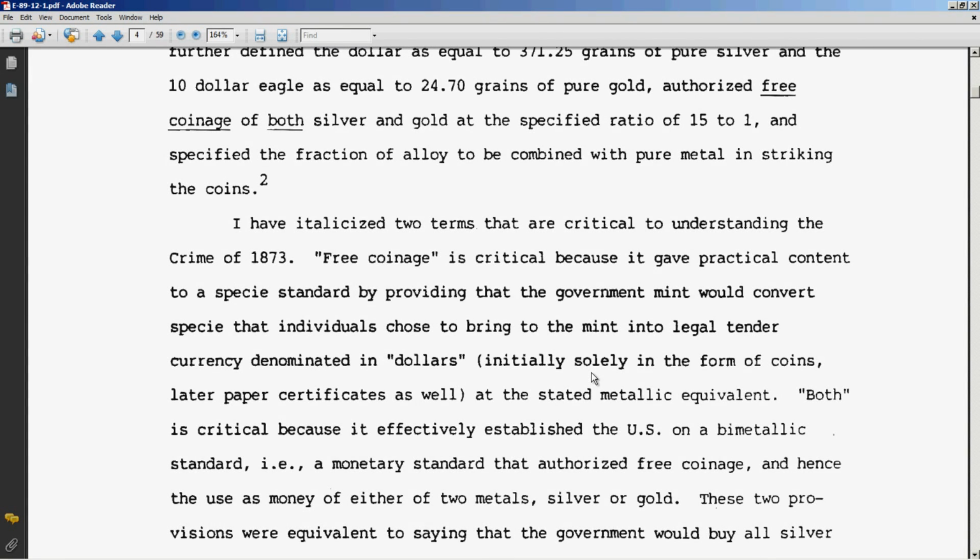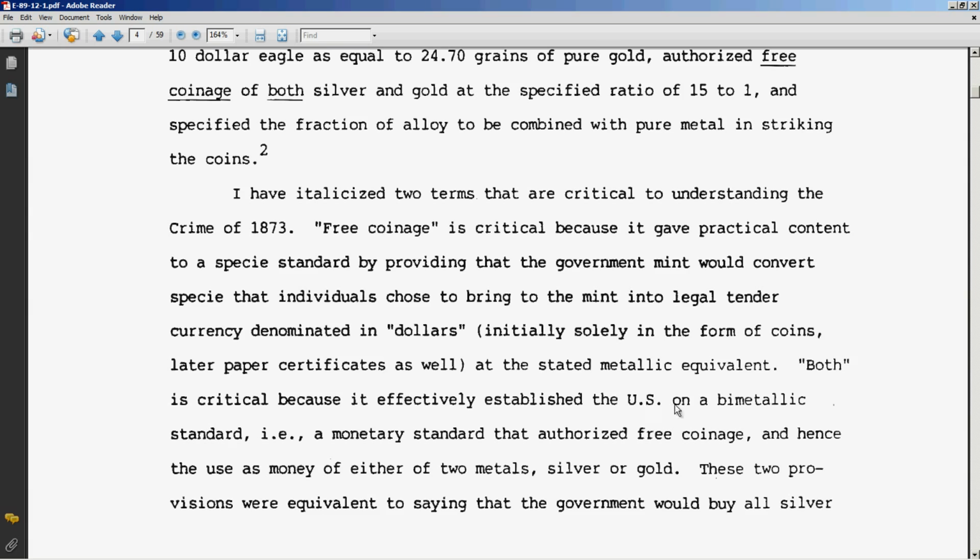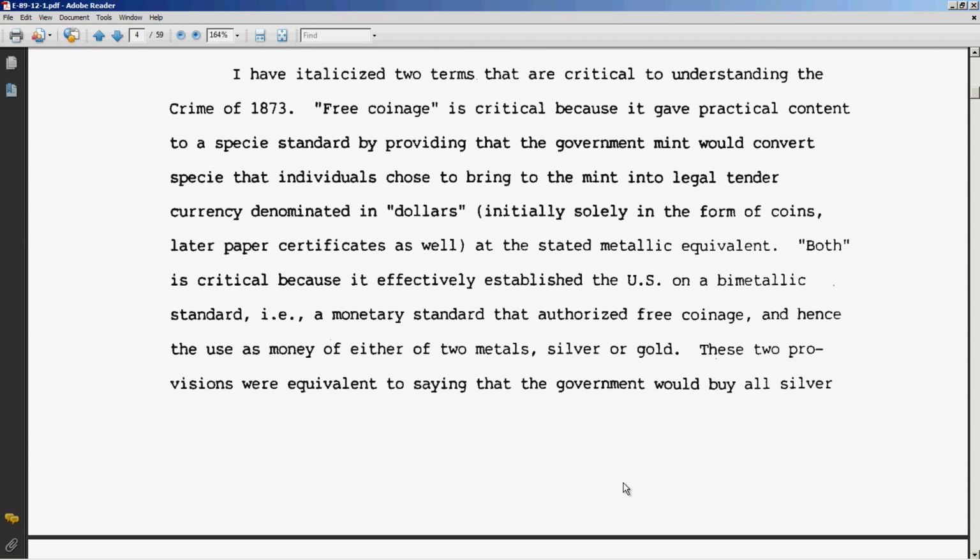I have italicized 2 terms that are critical to understanding the crime of 1873. Free coinage is critical because it gave practical content to a specie standard by providing that the government mint would convert specie that individuals chose to bring to the mint into legal tender currency denominated in dollars, initially solely in the form of coins, later paper certificates as well, at the stated metallic equivalent. Both is critical because it effectively established the U.S. on a bimetallic standard. Now remember, and we're going to see this in a bit, it established the U.S. on a fixed bimetallic standard, i.e. a monetary standard that authorized free coinage and hence the use of money of either the 2 metals, silver or gold.